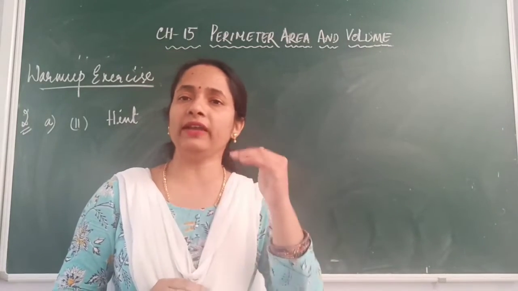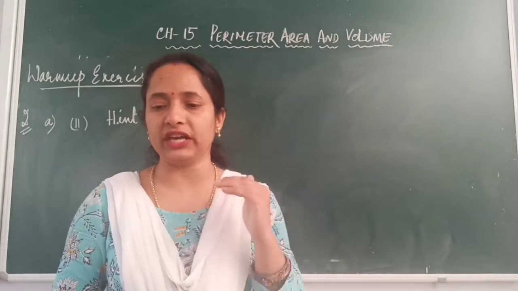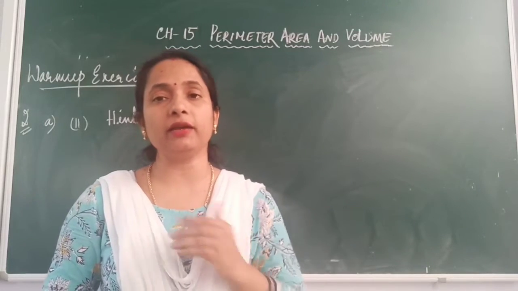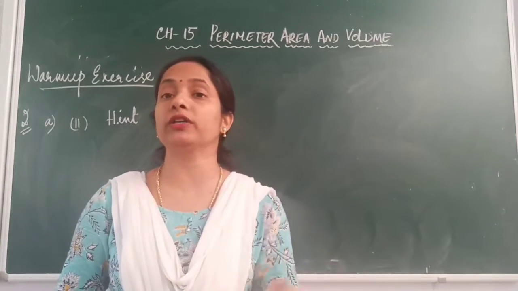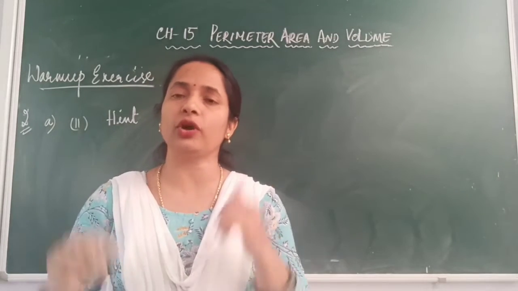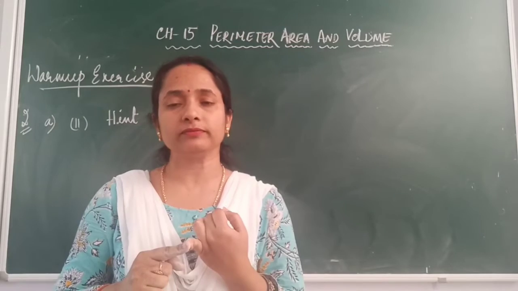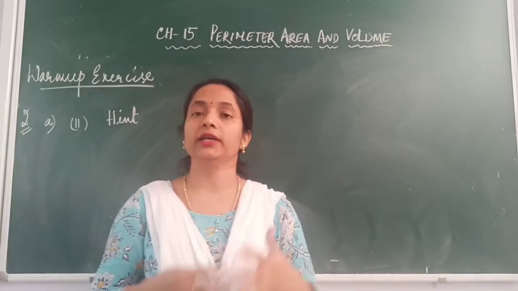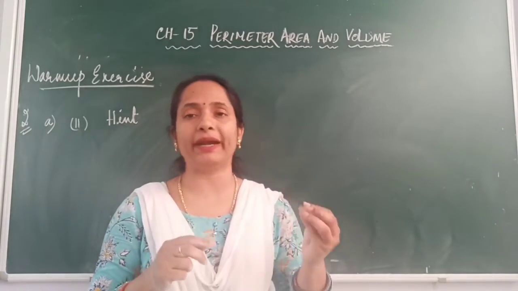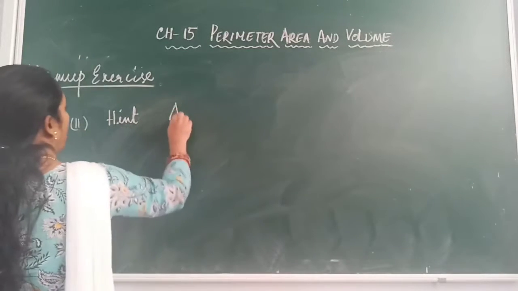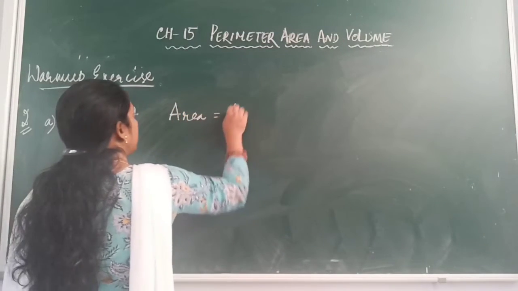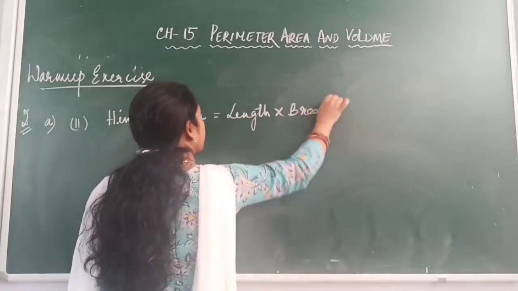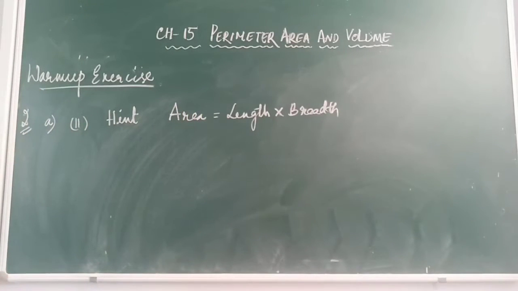Next, in part 2, I will give only a hint to solve and you will solve it. In part 2, you are given the breadth of the rectangle but the length of the rectangle is not given, and you are given the area of the rectangle. Then what do you need to find here? You have to find the length of the rectangle as well as the perimeter of the rectangle. So how can we find the length of a rectangle with the help of the breadth and area? We know the formula for the area of a rectangle is equal to length multiplied by breadth. Length multiplied by breadth.